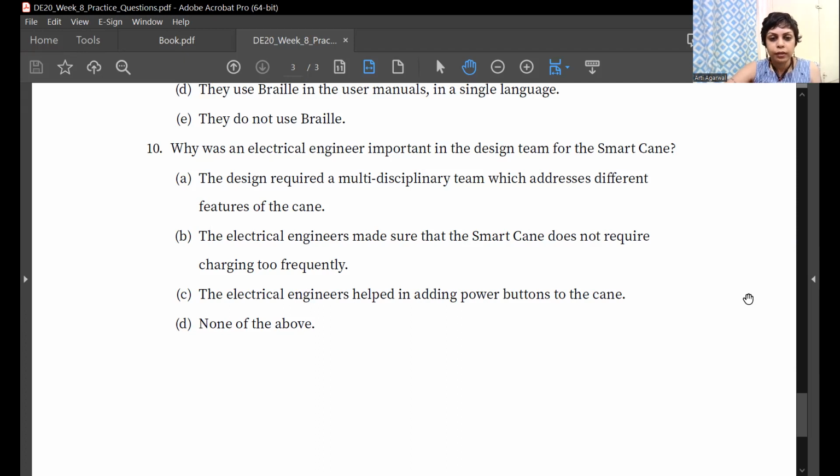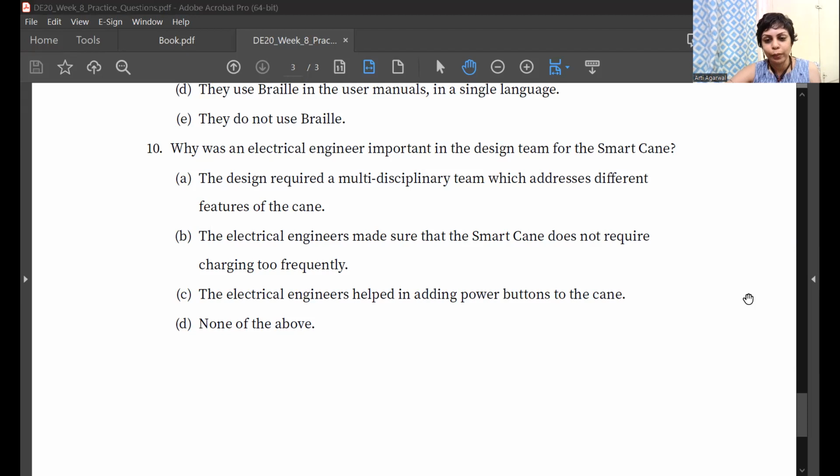Right. See, the engineers have been adding power buttons to the cane. So this is not correct. I added this mainly to check if people are actually paying attention, because adding power buttons alone to the cane, they may have helped, but that was not the key contribution of electrical engineers there. And the D option is none of the above. So that is not true.